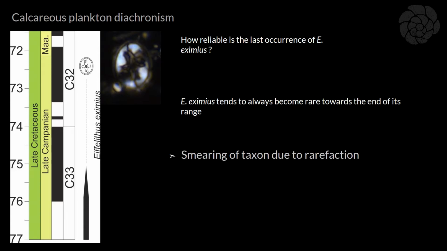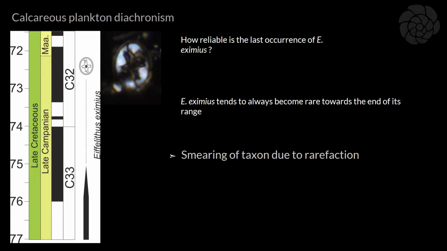And the reason for this is because there is a smearing of this taxon due to rarefaction. So what we have is that we have first a decrease of its abundance during the late Campanian, and then you can see it continues over a very long time.